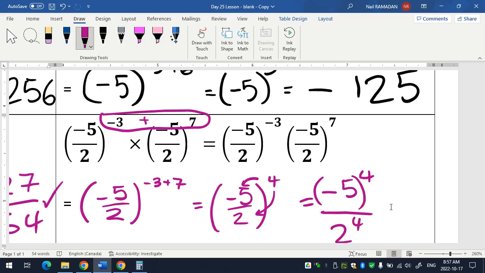Okay, so let's go back to the trick. What's a negative multiplying itself 4 times? Positive, yes. So that means all I need is 5 times 5 times 5 times 5. What's 5 times itself only 4 times? 625 indeed. With a plus, you don't need to write the plus. How about 2 times 2 times 2 times 2? 16.